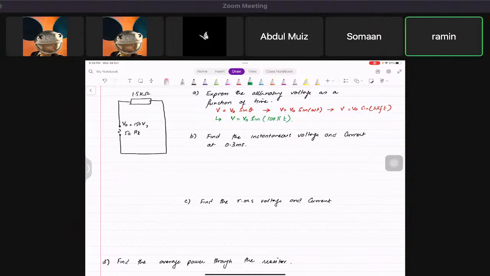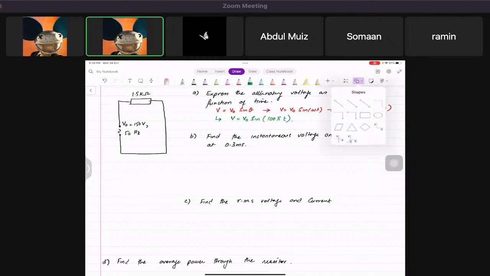Yes, sir. So that's the general equation. If you just remember this equation, you can actually add anything and you can find it. And I'll show you in the exam.